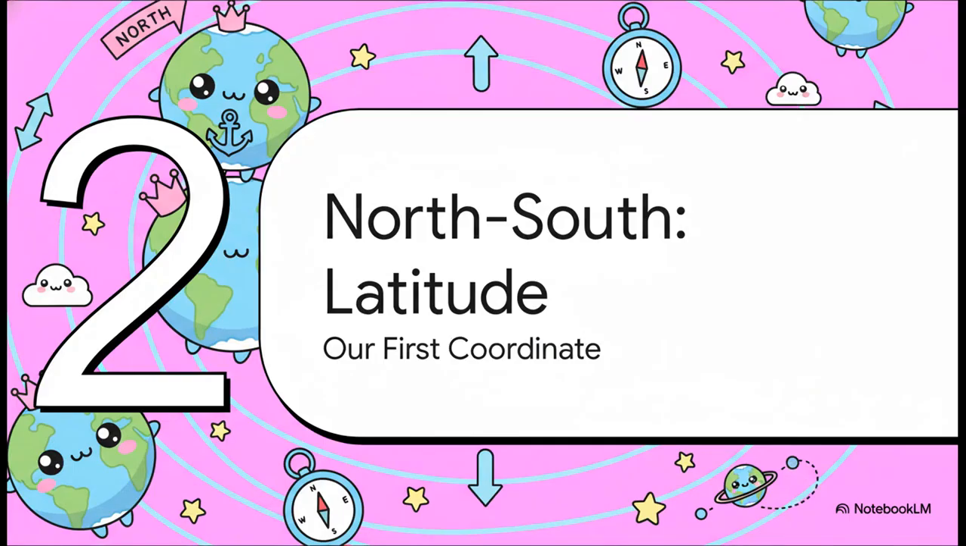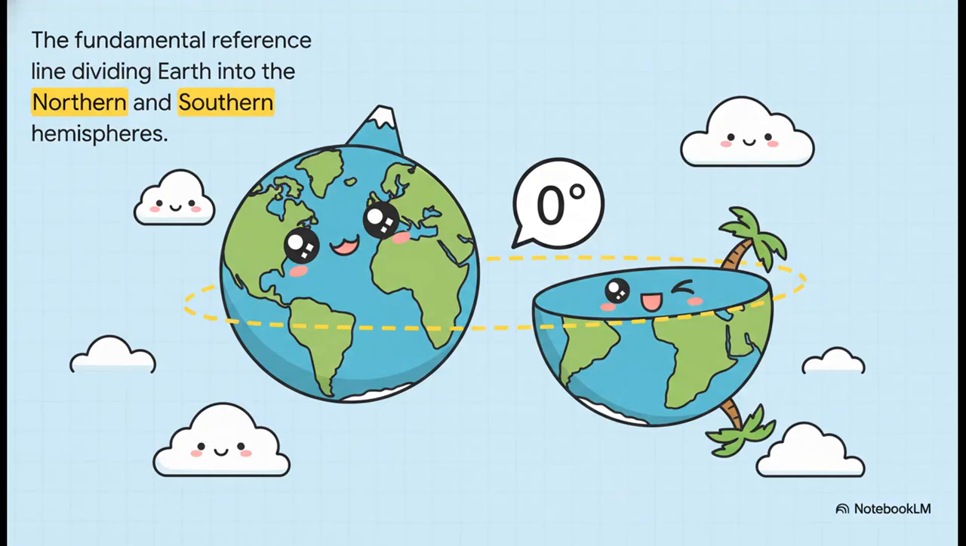All right, we've got our north and south poles locked in. So now we can tackle the first half of the problem. How far north or south is something? And for that, we need to talk about latitude. Now, this right here, this is probably the most important line on the whole planet, the equator. It's this imaginary circle that just wraps around the middle of the Earth, slicing it perfectly into two halves, the northern hemisphere and the southern hemisphere. We call it 0 degrees latitude. This is our starting line. Everything is measured from here.